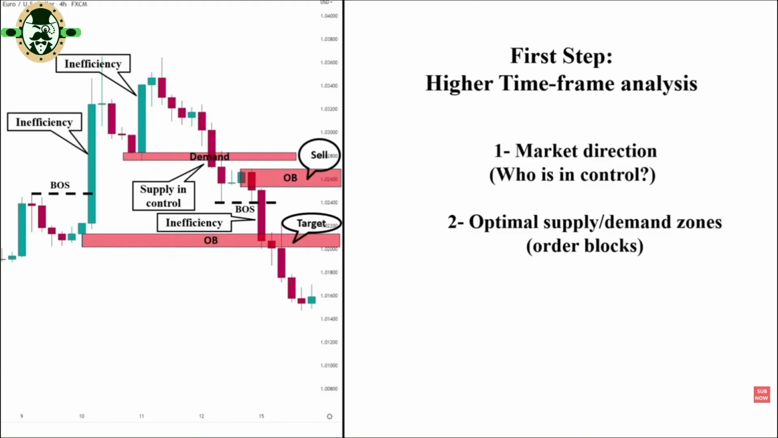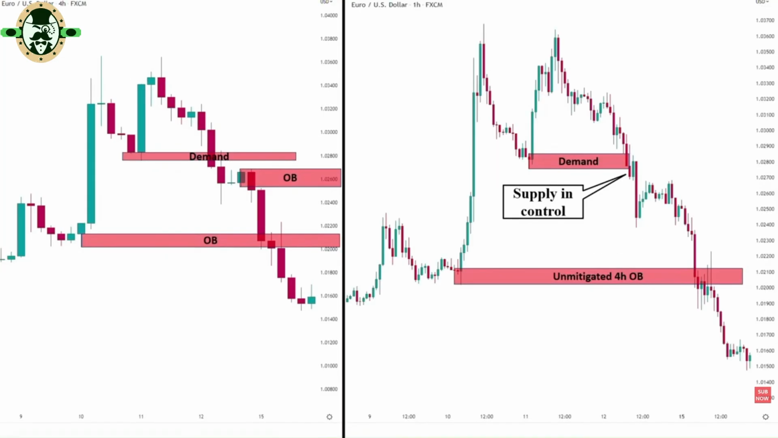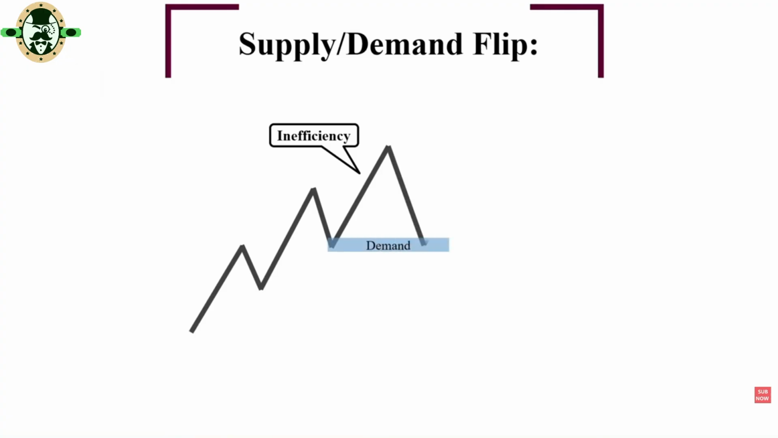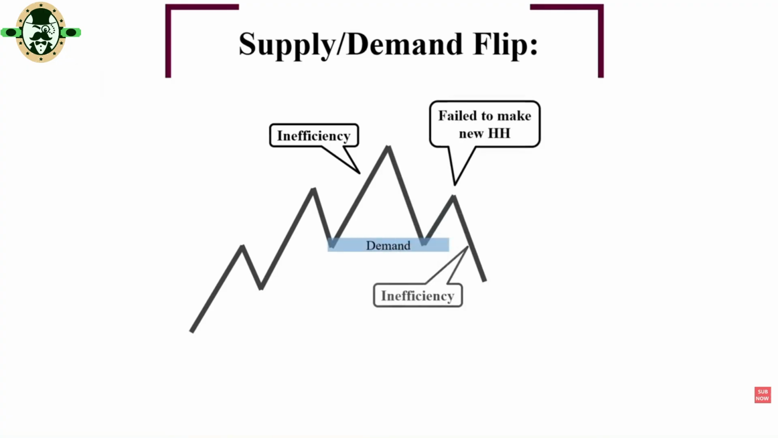A live example. Price breaks structure with inefficiency, leaving behind an extreme supply level. After retesting, price fails to make a new high and breaks demand with momentum, leaving behind a perfect order block. We enter short with stops above and targets at the next demand in the higher time frame. This pattern is most effective when price aggressively pushes away with large candles and inefficiency.